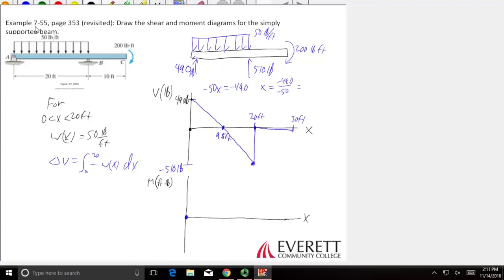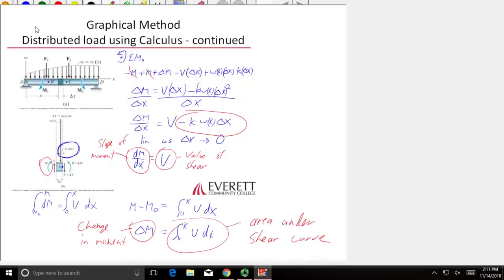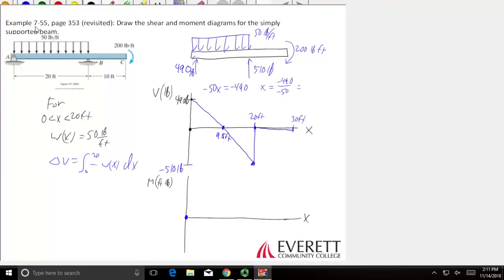And the equations that we're going to use are these ones. The slope of the moment equals the shear. The change in moment is equal to the area under the shear curve. So what's my initial slope? What's the value of the shear at 0? 490. So my initial slope is 490.